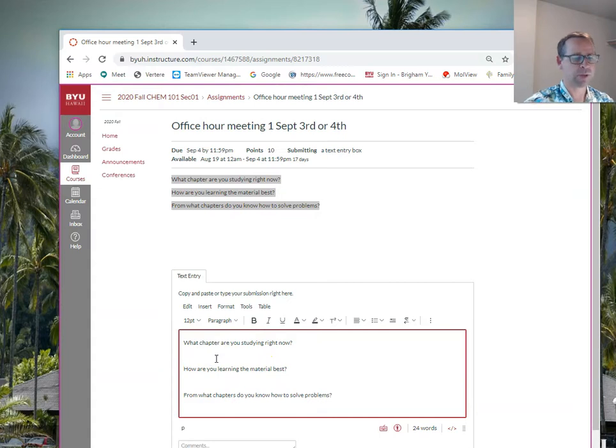What chapter are you studying right now? So I say I'm on chapter 5. How are you learning the best? You could say the videos, the tutors, the book, reading the book. I already knew it from high school, whatever. So I'm just going to say tutors here. Okay. And then what chapters do you know how to solve problems? If I'm on chapter 5, this should be chapter 1 to 5, right? Because I should be able to do those problems.